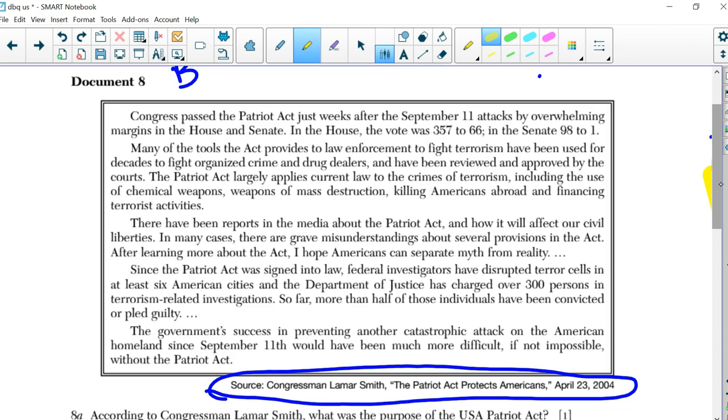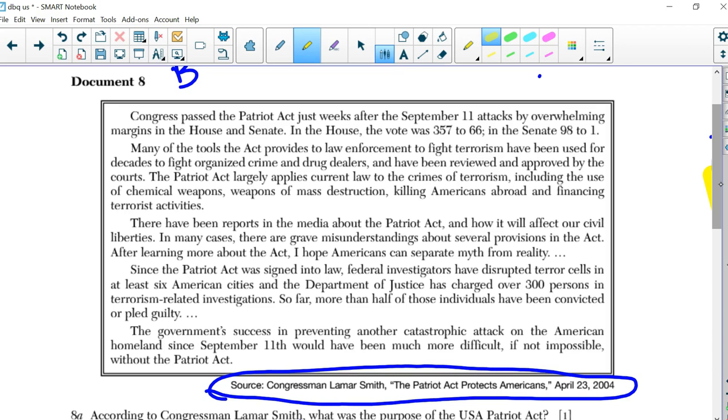There have been reports in the media about the Patriot Act, and how it will affect our civil liberties. In many cases, there are grave misunderstandings about several provisions in the Act. After learning more about the Act, I hope Americans can separate myth from reality.